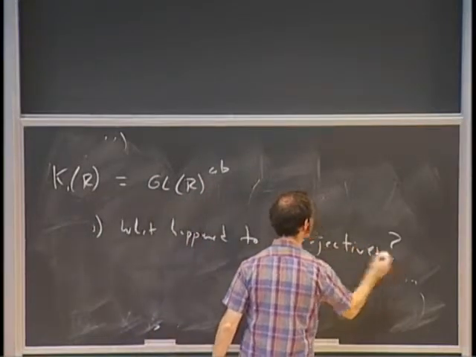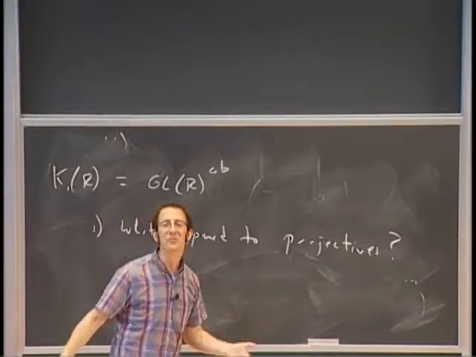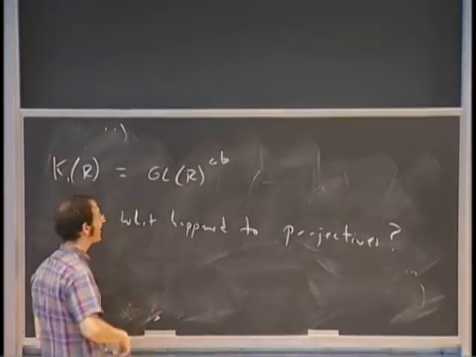These are the automorphisms of the free modules. And you might wonder, where do the projectives go in this setup? That's a reasonable question to ask. The answer is they were absorbed, as we'll see, but you've got to worry about that.